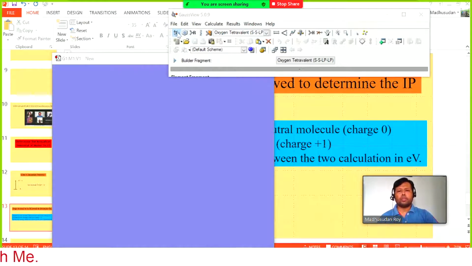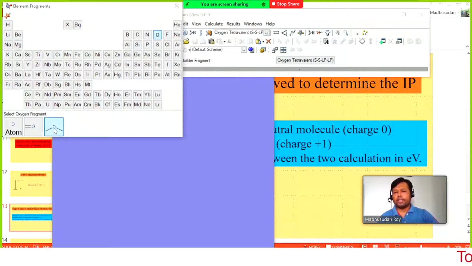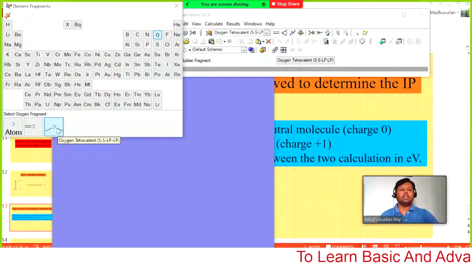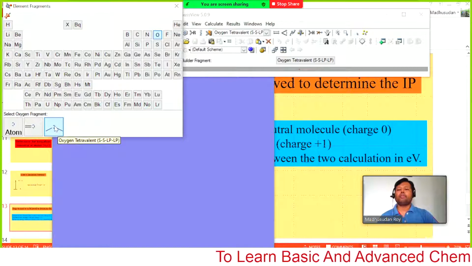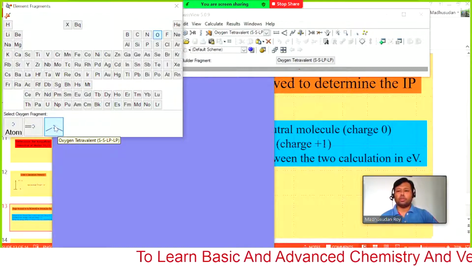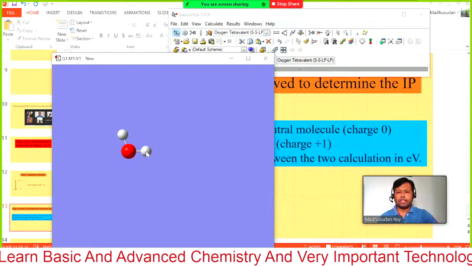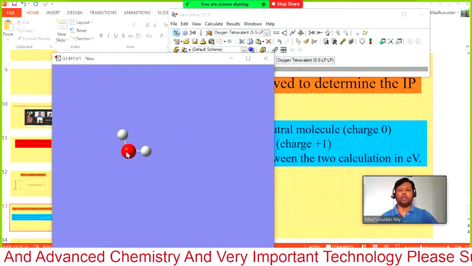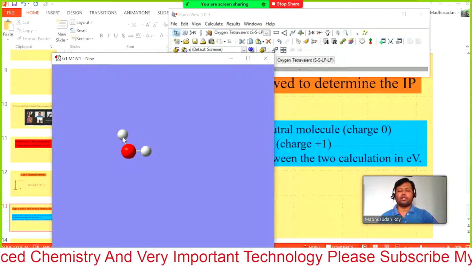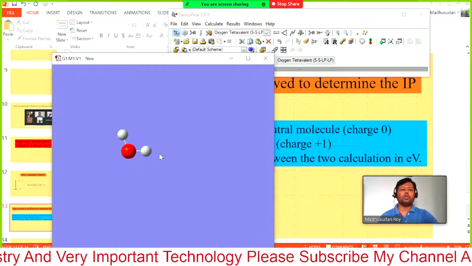If we click here, that means oxygen has two bonds. By default they have given this as the water molecule. So if I choose this oxygen here and then just click here, you get the water molecule. This is oxygen and this is hydrogen. So this is bonded in a covalent bond.